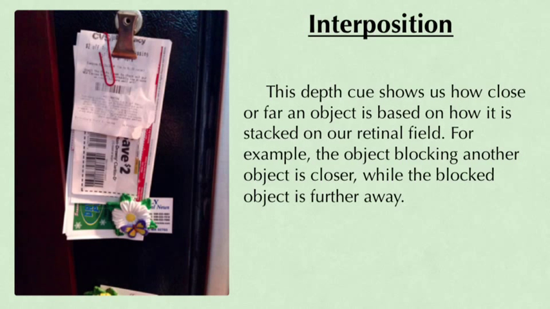In this example, it shows 2 magnets and a paper clip blocking several pieces of paper. Because of this depth cue, we can tell that the clips and flower magnet are closer to us because they obstruct parts of the paper. This depth cue allows us to perceive depth and allows us to understand which objects are closer to us. Without this depth cue, we would not understand if the magnets or paper were closer to us.